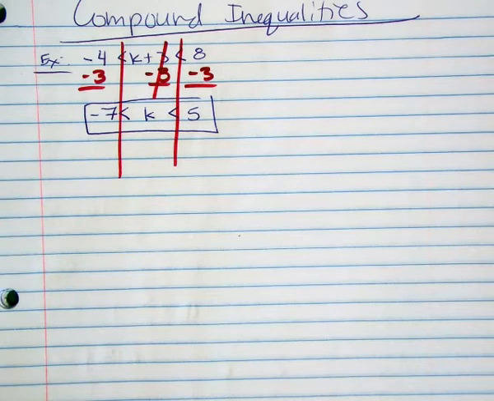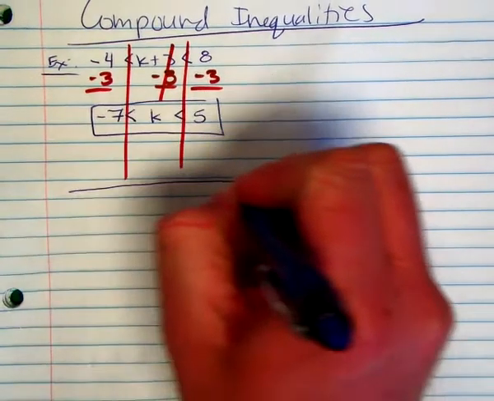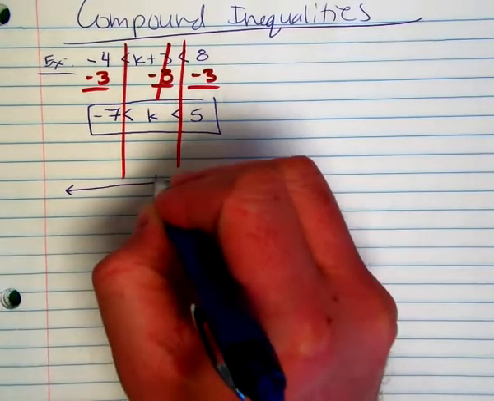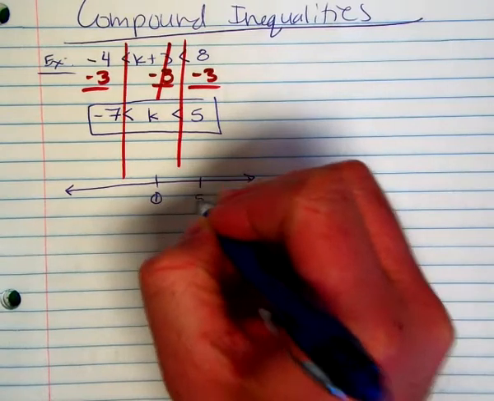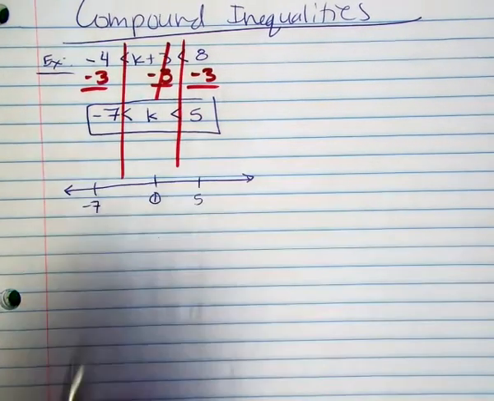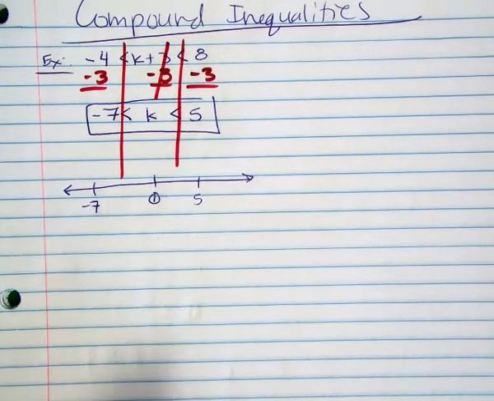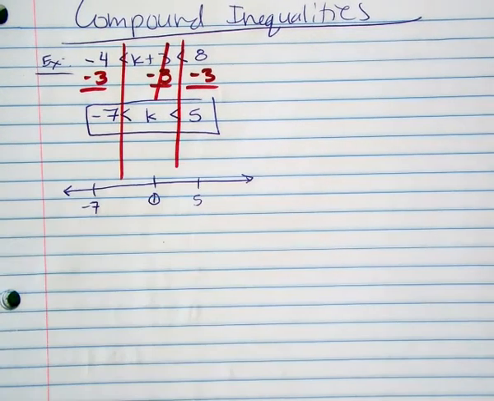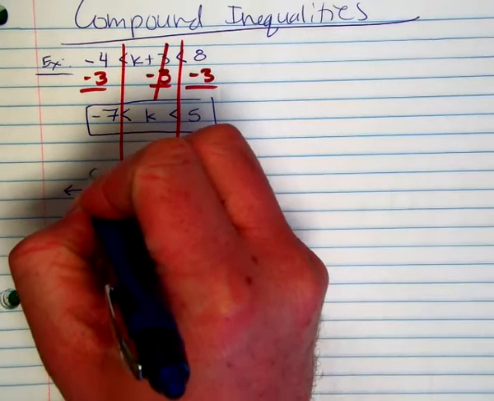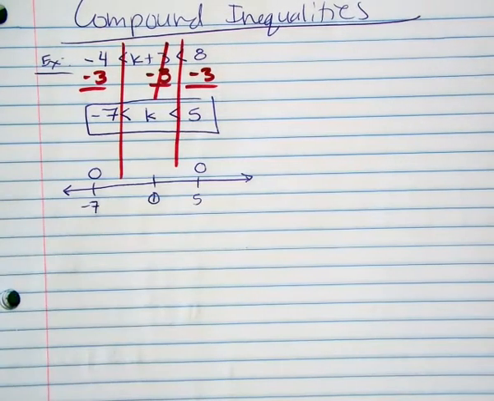The task then becomes to graph it. So we'll draw out our number line. There's my 0. Here's positive 5. Here's negative 7. Neither one of these symbols is underlined. Neither one of them is an or equals to. So they'll both be empty circles.